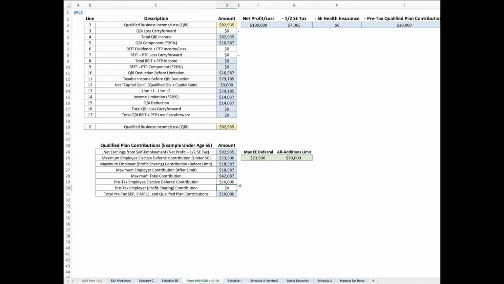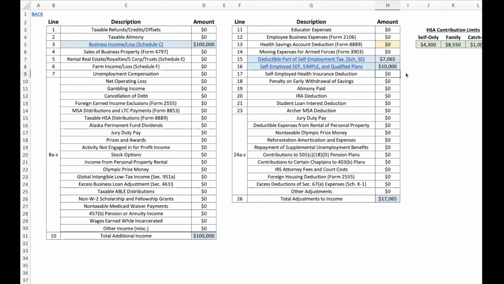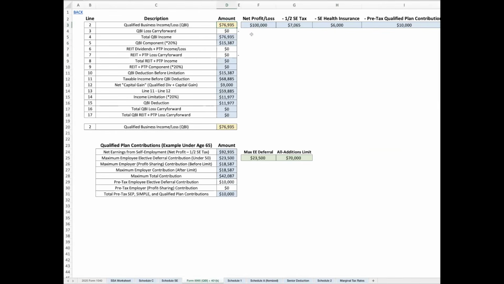Moving over to Schedule 1, Part 2, Grace also enters $6,000 for the self-employed health insurance deduction and $4,300 for maxing out her HSA contribution since she's covered by a high-deductible health plan, HDHP. So now we can go back to that Form 8995 and see that her qualified business income, her QBI, has now dropped to $76,935. We multiply that QBI component by 20% to get $15,387.